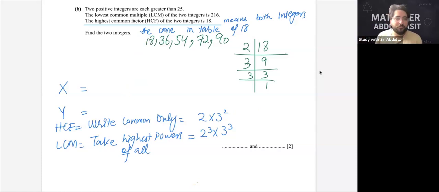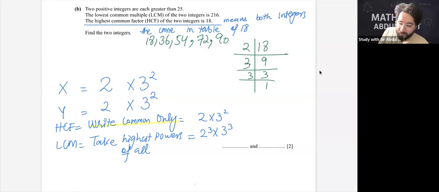Okay. By HCF, I understood this concept that both have 2 multiplied by 3 square for sure. And the highest power in the LCM should be 2 cube into 3 cube. Now what I'm going to do is change x to have 2 cube, and in the other one change the 3 square part to 3 cube.